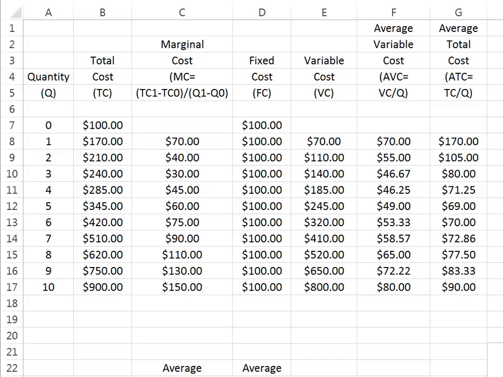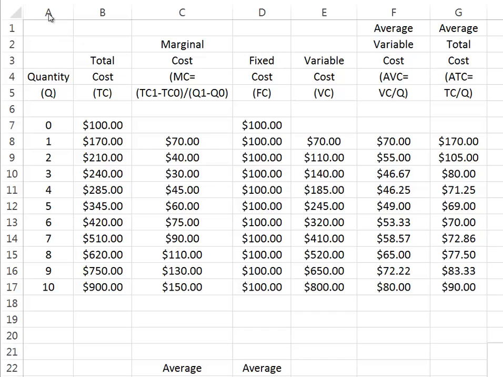Hello, I'd like to talk to you about how total cost, marginal cost, fixed cost, variable cost, and average total cost all fit together. The best way to do this is by using an Excel worksheet, I think. So I set this up to demonstrate this.